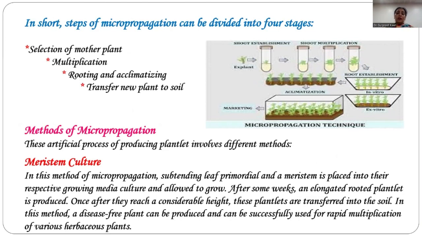So first of all, the simple way is to select the mother plant, what desired quality plant we want to propagate. Its multiplication is done, rooting and acclimatization is done, and transferring is done to the new plant. See, a small plant is to be acclimatized. Acclimatized means we have to train it to adapt to the harsher conditions.